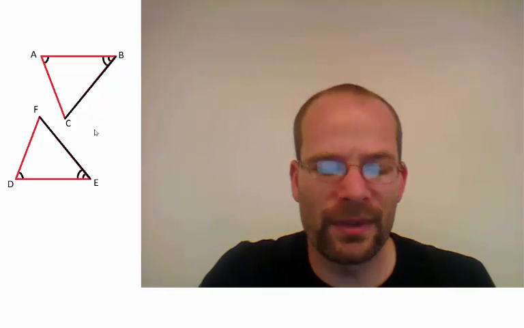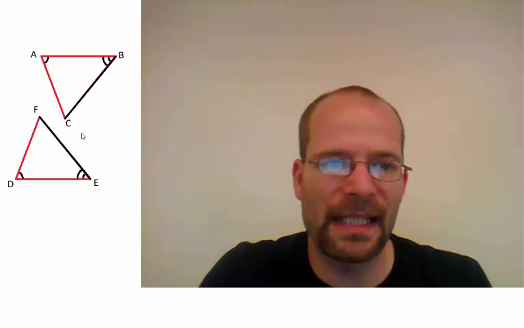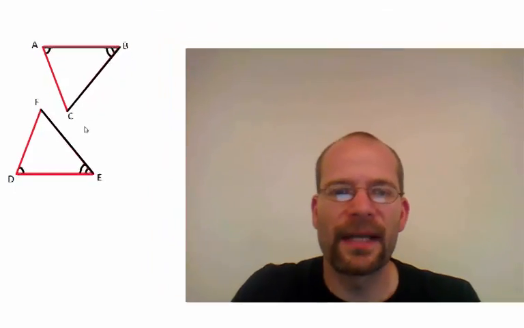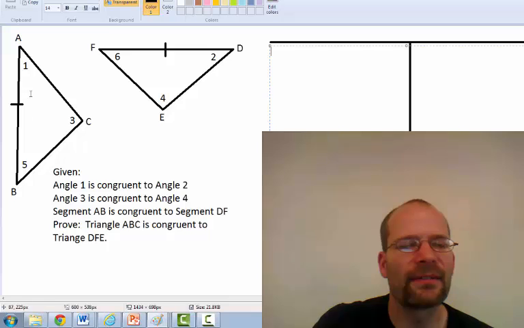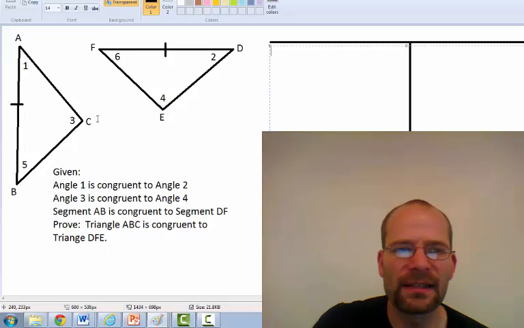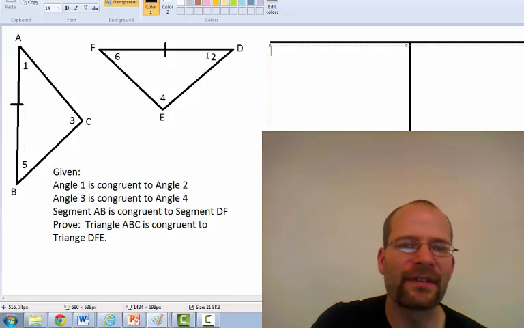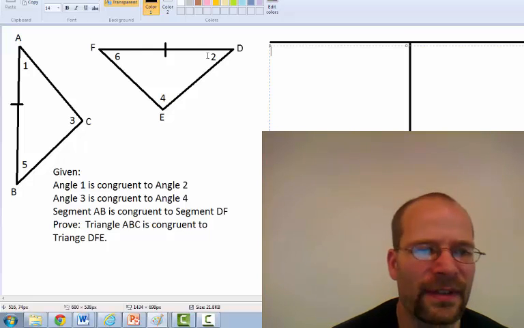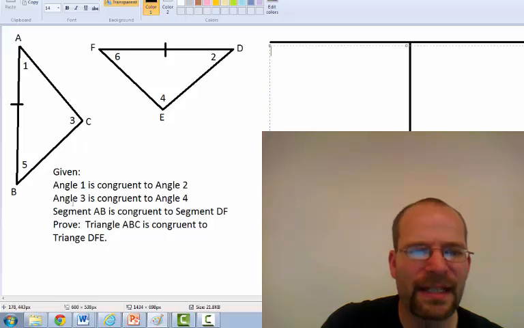Be careful when you apply that rule. It's very easy to make that mistake. Let's take a look at the proof of the angle side theorem now. All right, we have two triangles here. I've labeled the vertices ABC in the triangle on the left and DEF in the triangle on the right. Also, I've numbered their angles for ease of reference, and there's some given information down here.